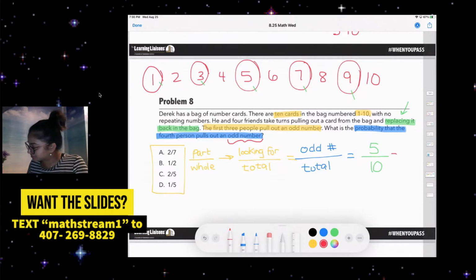That looks like a reducible fraction. So 5 goes into 5 and 5 goes into 10. We're going to divide the numerator and the denominator by 5. And what do we get? We get our answer. And our answer is 1/2.